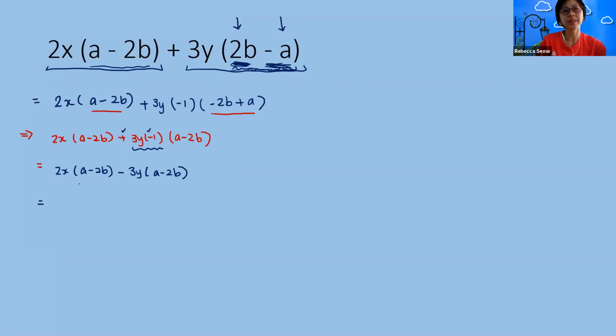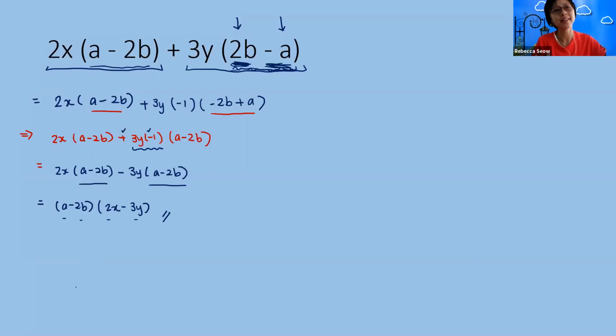We realize that we have a - 2b and a - 2b that are similar in both parts of the expression. We will factorize it out. So we have a - 2b taken out. And once I take a - 2b out of the first part of the expression, I am left with 2x. And for the second part of the expression, after taking out a - 2b, I will have 3y. Do a last round of check and look at the terms inside each bracket. Can we further factorize out any other terms? We realize that we cannot, and so this is the answer.